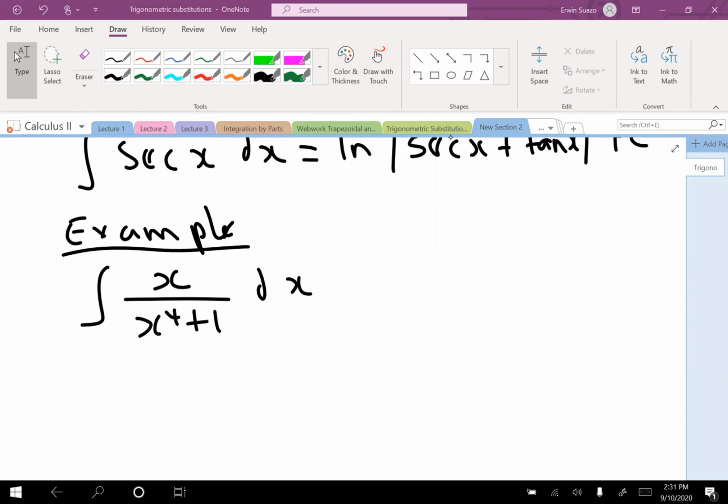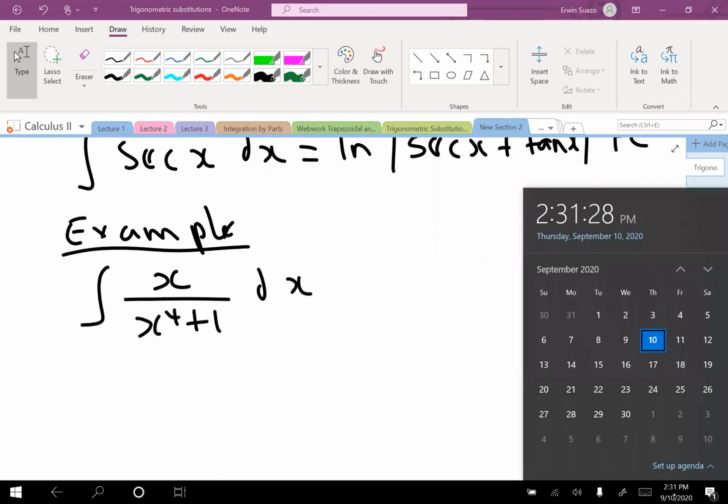The exam is on the 29th. I don't know if I said it wrong. The exam is going to be on the 29th, not the 21st, the 29th. Because I'm going to finish the material this coming week. So next week we do partial fractions and integrals at infinity. And I always like to give a week.